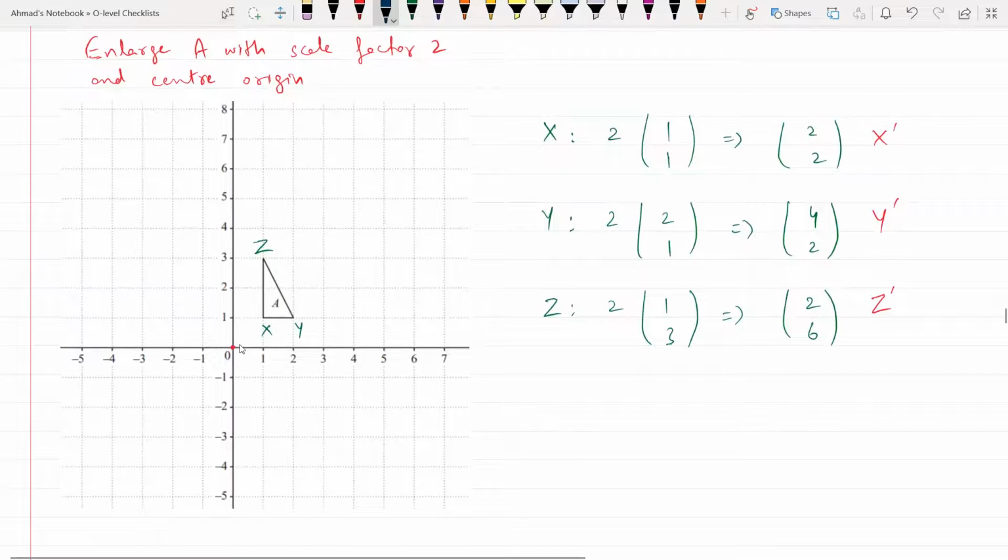Now let's take a couple of examples. So let's say you've got this triangle A again. You want to enlarge it with scale factor 2. Scale factor 2 means the sides become 2 times bigger than before, and the center of enlargement here is the origin. Origin is the center of enlargement. So how does this work here?